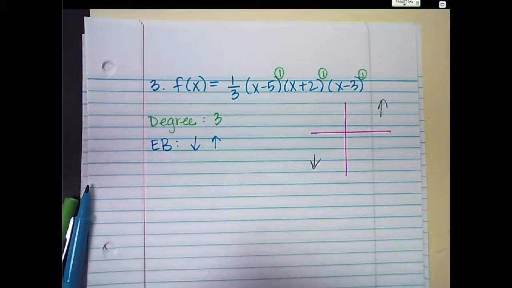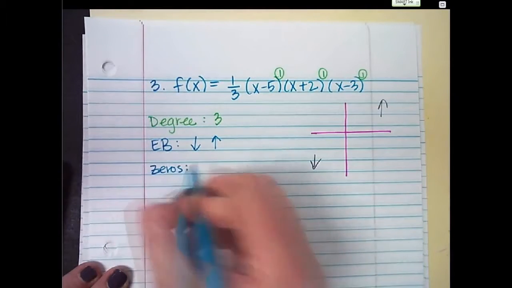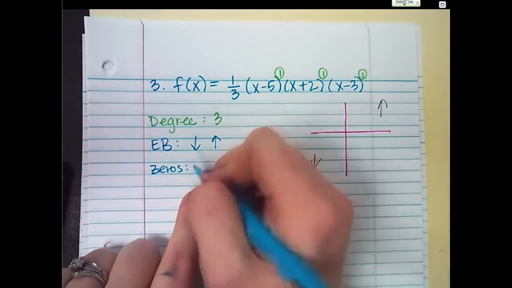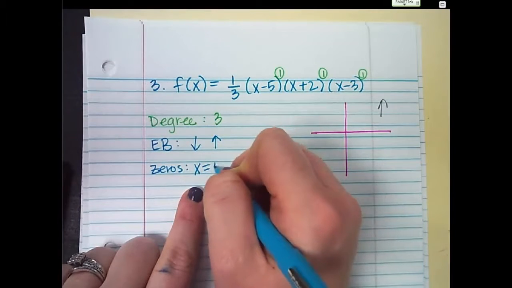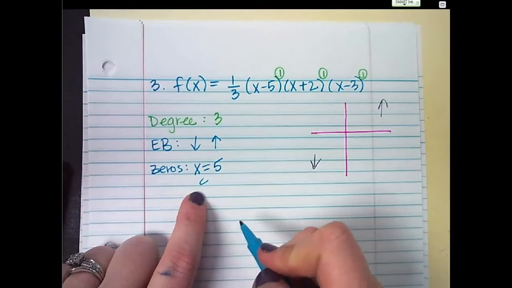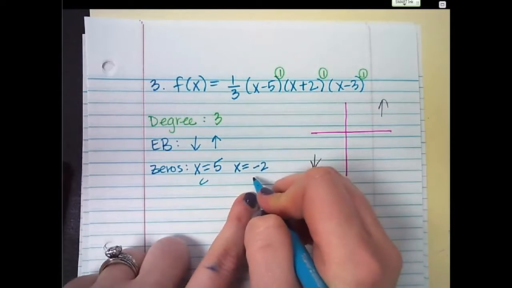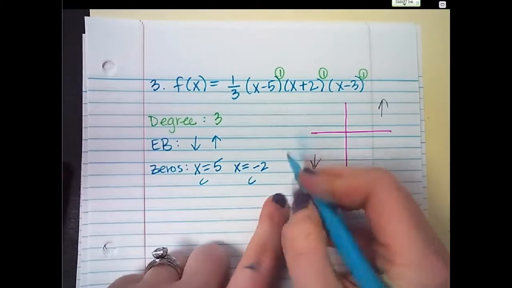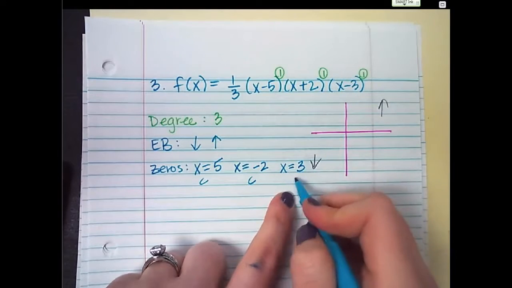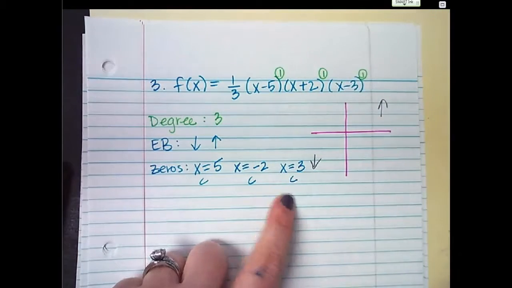Do you think it affects the zeros? No, it doesn't, because there's no x there. I'm only concerned with the ones that give me an x. So what are the zeros? x equals 5. Does it touch or cross? Crosses. x equals -2. Touch or cross? Cross. And x equals +3, and it also crosses because they're all odd. 1, 1, and 1.